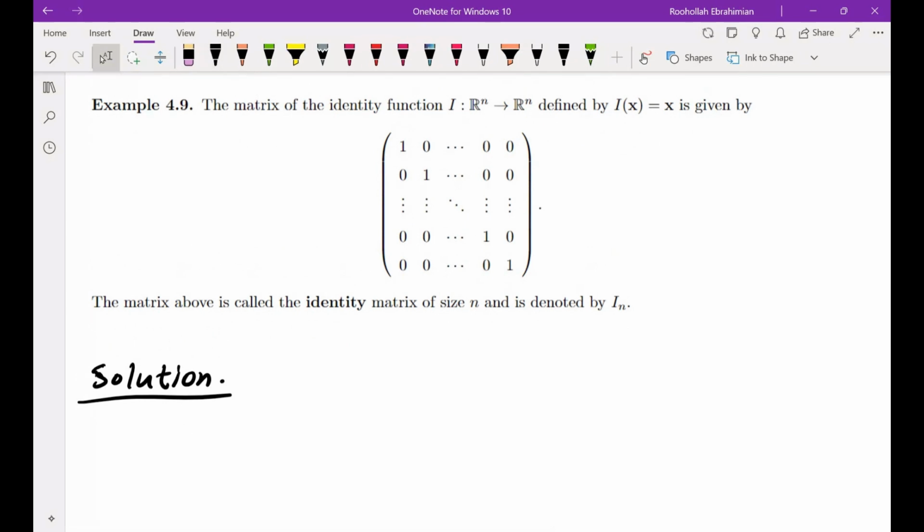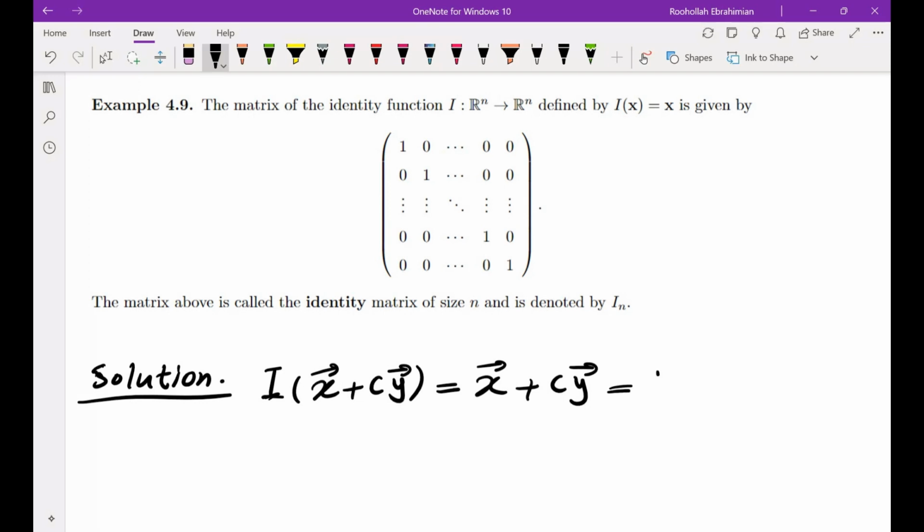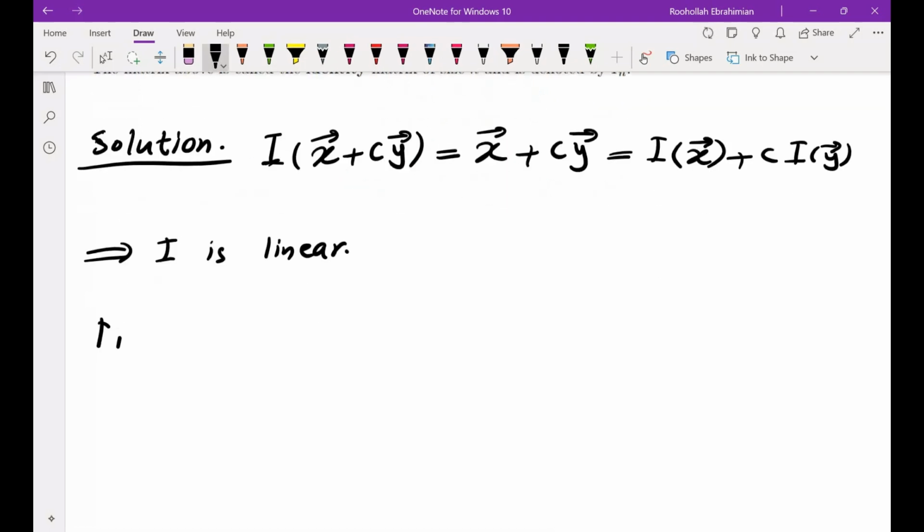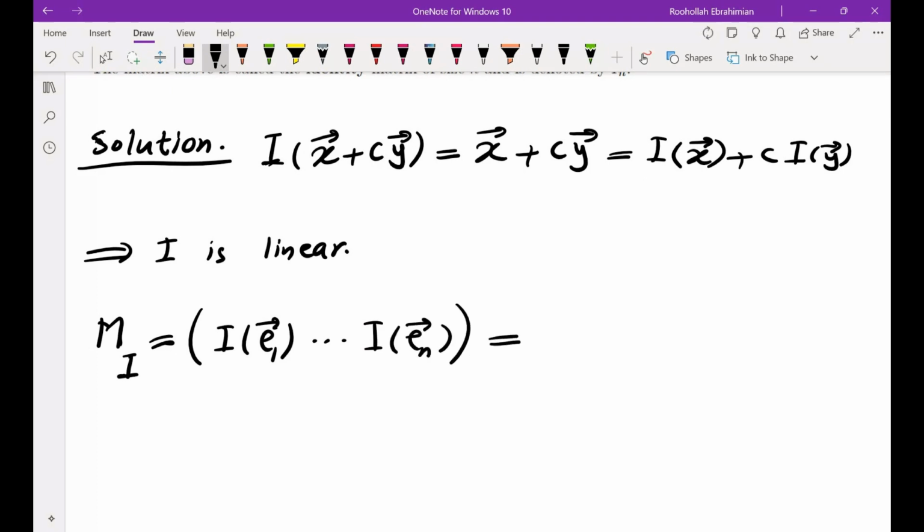Okay, so let's actually see that. First of all, I is linear, because if you take I of x plus cy, that is by definition x plus cy, which is of course I of x plus c I of y. So that tells us that I is in fact linear. So since I is linear, the matrix of this transformation is going to be I of e1 all the way to I of en. And what is I of e1? That's just e1. What is I of en?